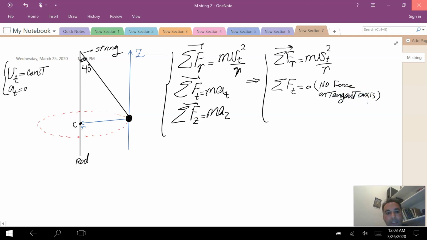Okay. What about on z-axis? Does the ball go up and down? Of course not. It just goes like this. It doesn't go up and down and then rotate. No, it just goes around the center. So that is 0 also. Correct? Why? Because AZ is 0. Object doesn't go up and down, no motion on z-axis. That's why.